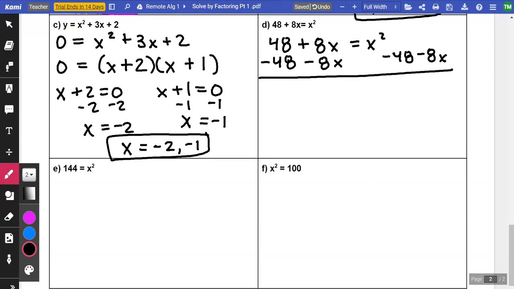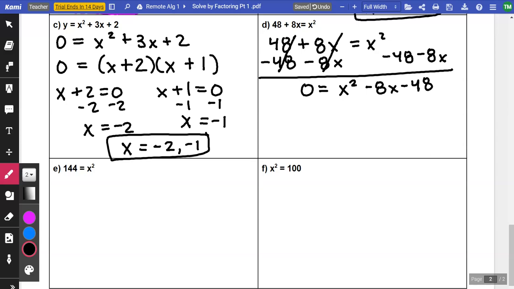So we're going to have 48 minus 48 cancels, 8x minus 8x cancels, so what are we left with on this side? 0 is equal to x squared minus 8x minus 48. I went ahead and put it in standard form, so it's ready to go. Now go ahead and pause the video, factor this, solve it, give it a shot on your own, and press play when you're ready to check your answer.